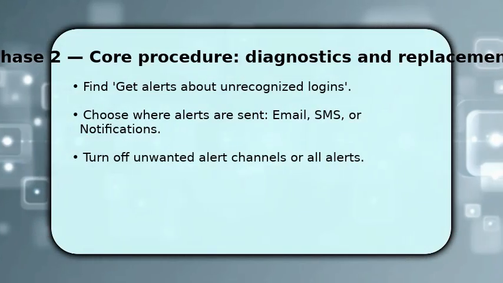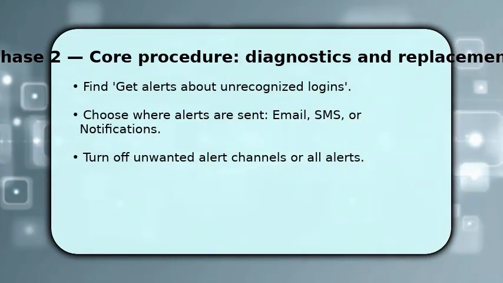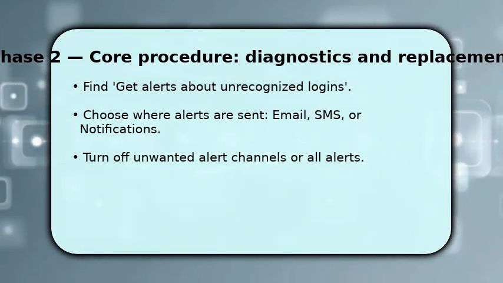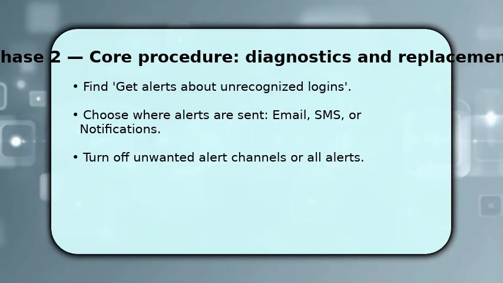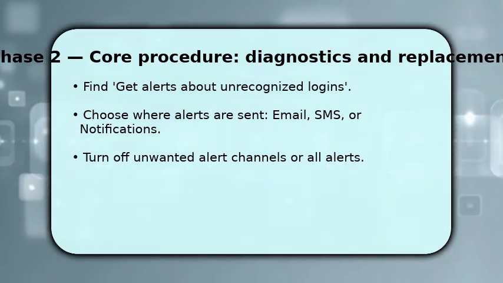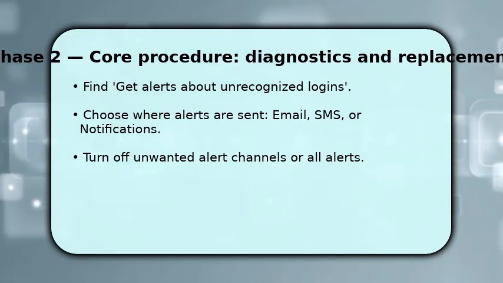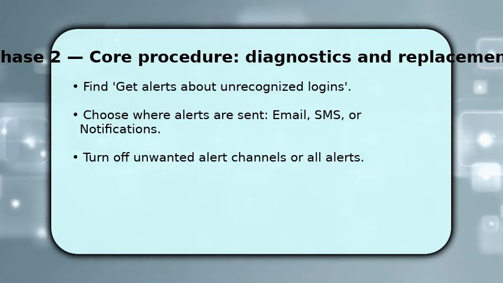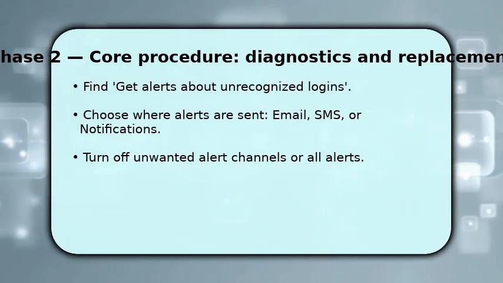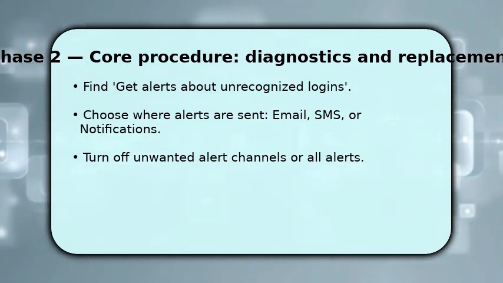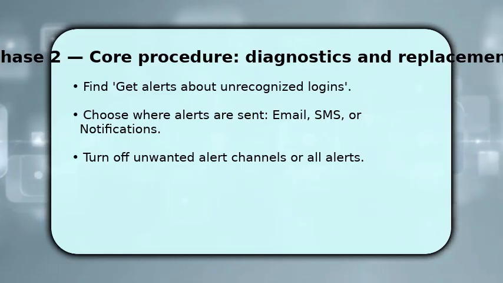You'll now locate the Get Alerts About Unrecognized Login setting and tap Edit. This is the main control. Once done, choose which channels currently receive alerts, email, SMS, or Facebook notifications, and uncheck any you do not want. Make deliberate choices. Keep one secure channel if you rely on alerts for safety, otherwise turn them all off.